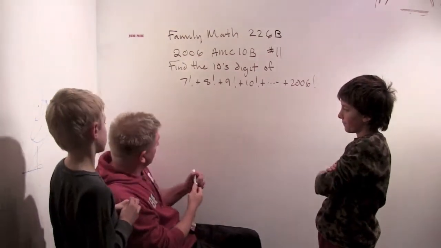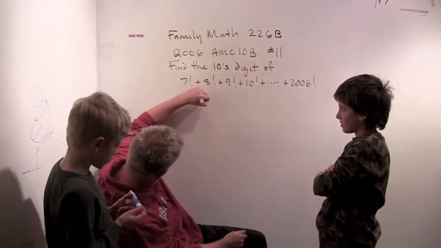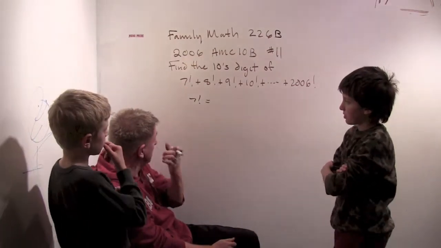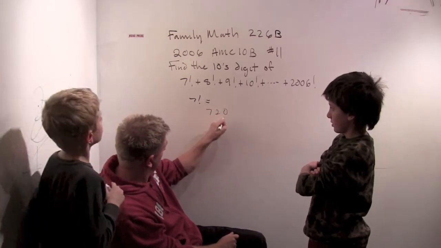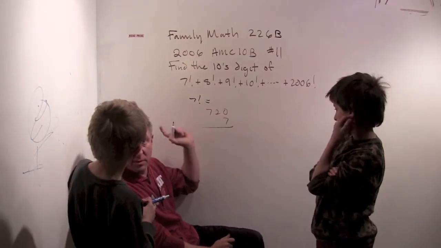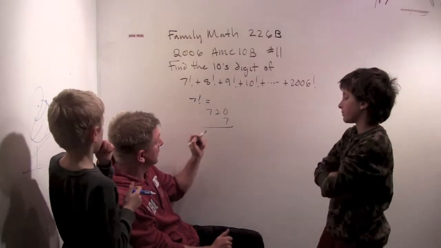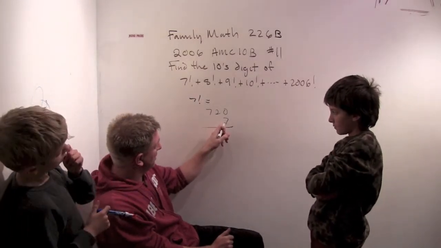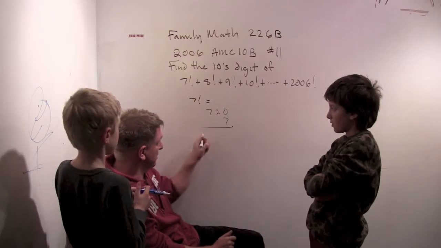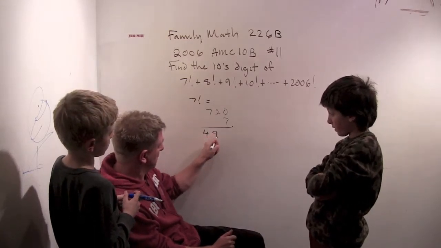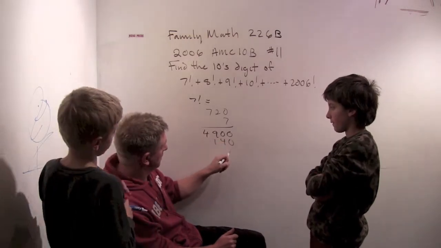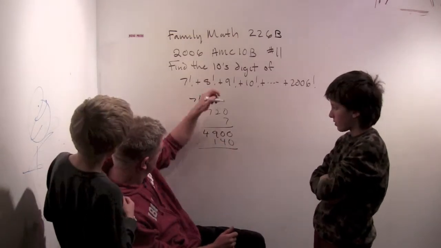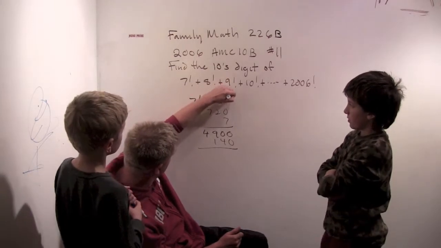Alright, we've gotta figure out 7 factorial. Well, it's 7 times 720. Did you know that 6 factorial was 720? Yeah. Okay, so 7 times 700 is 4,900, and that's 140. So that's 5,040. Okay, so 7 factorial is 5,040.